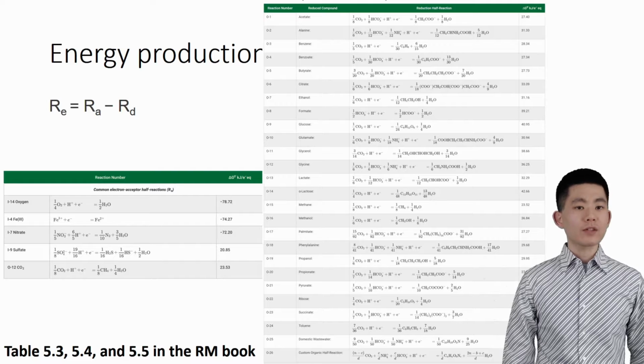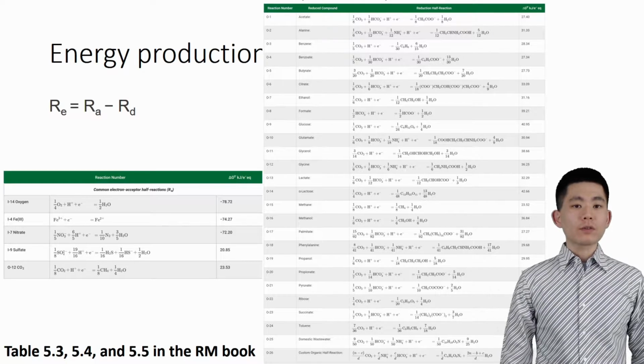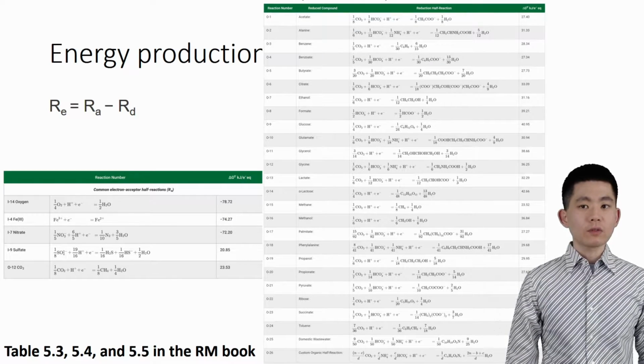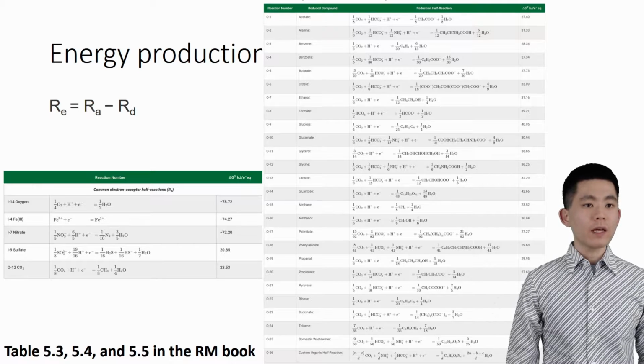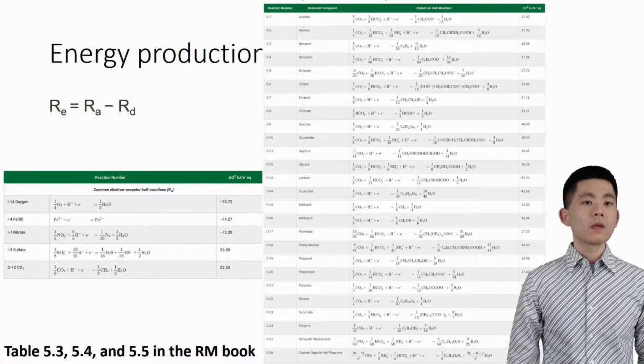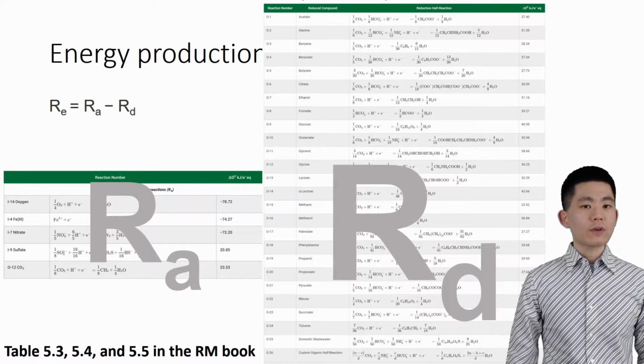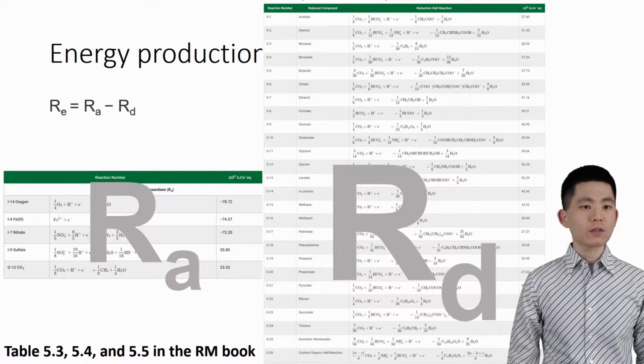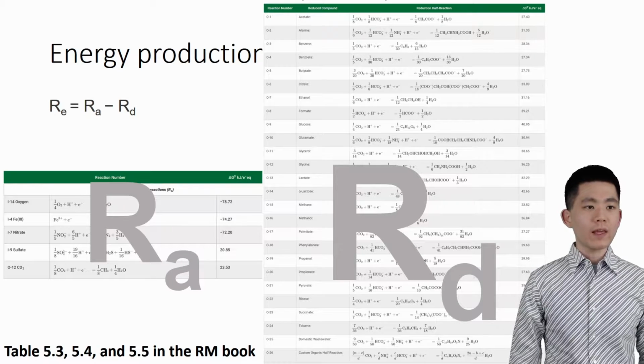For the energy reaction RE, the electron donor donates electrons to electron acceptor to generate energy. The electron donation half reaction RD is combined with the electron acceptance half reaction RA. The left and right side of the RD in the table needs to be flipped before combining with RA, hence the negative sign for RD.